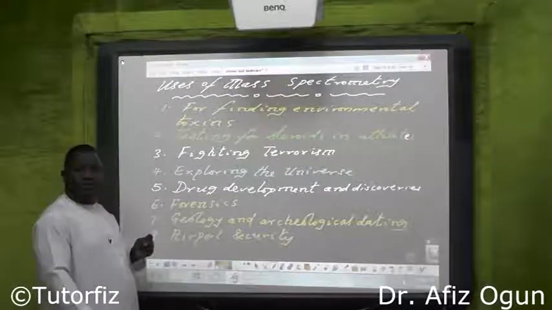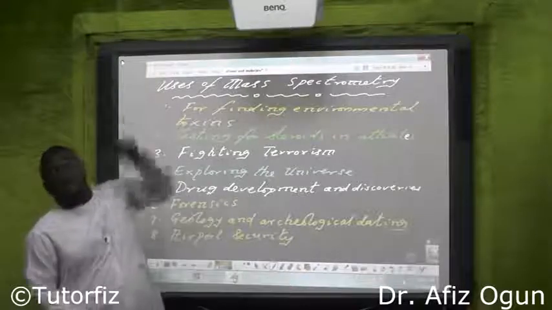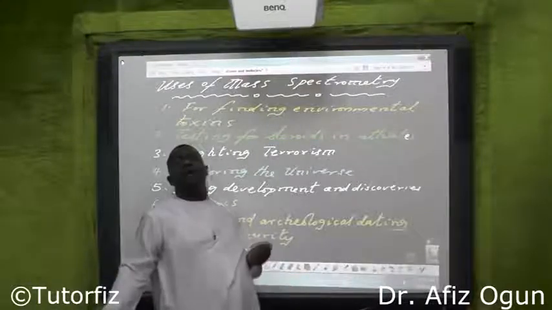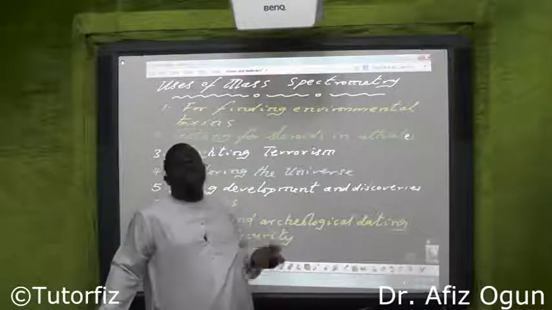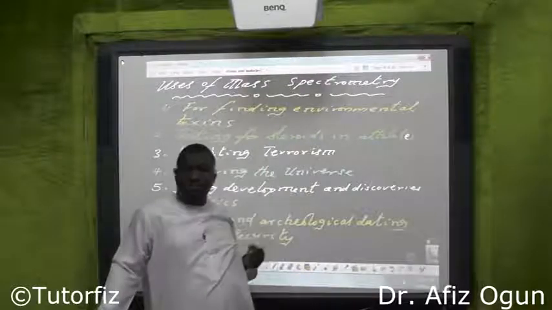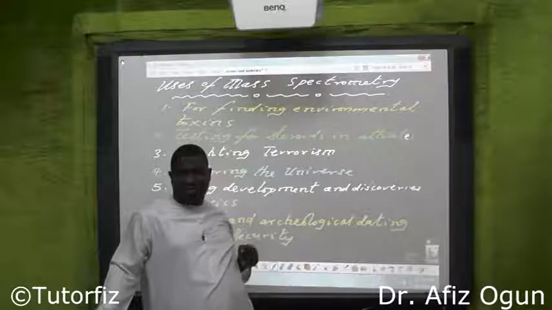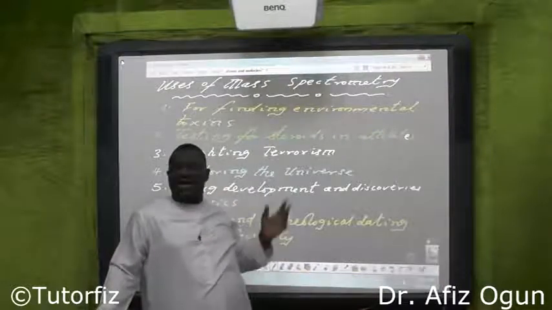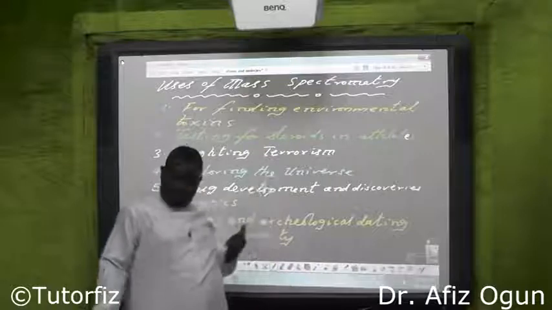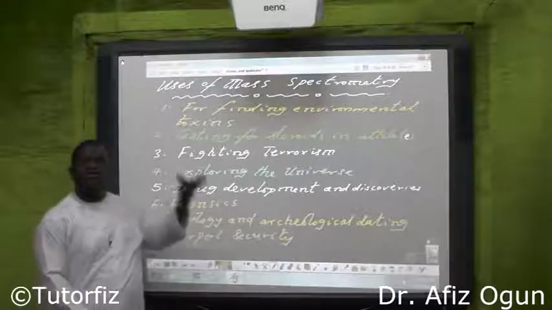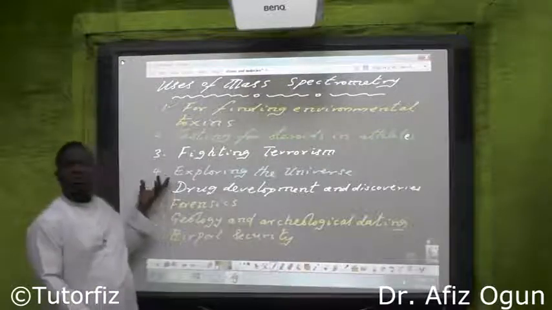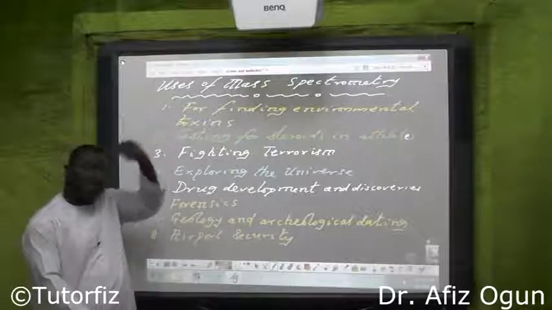Exploring the universe. Send a probe to Mars to go get some soil sample for you. Send a probe to Uranus to catch some of the atmosphere for you, if there is atmosphere there, or whatever gas you have there. It brings it back to the earth, take it to your lab, use mass spectrometry to know what is there.